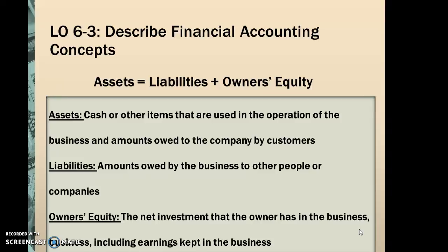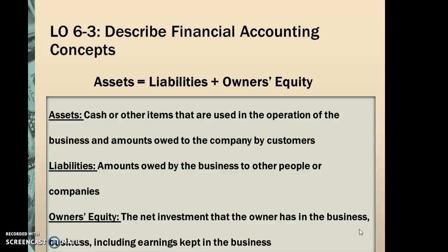Learning objective number 3. This is the financial accounting concepts covered for payroll. Remember, in accounting, the basic rule is assets equals liabilities plus owner's equity, which spells ALO. You can remember the word ALO, you will remember the accounting formula. So as you know, assets is cash or other items that are used in the operation of the business and amounts owed to the company by customers. An example would be accounts receivable. Other items that they might own would be inventory, possibly equipment, machinery, and even cash.